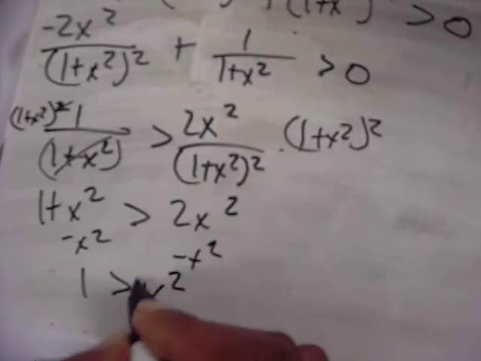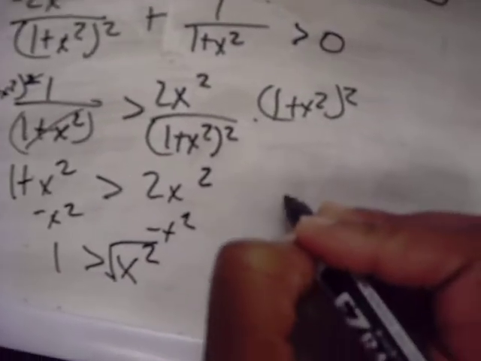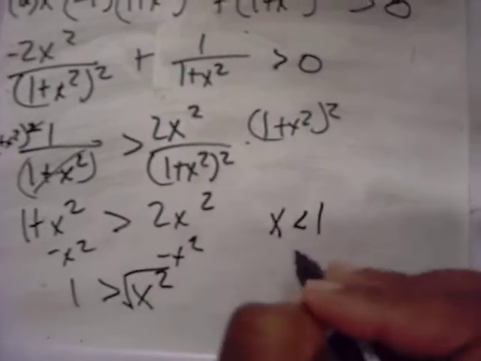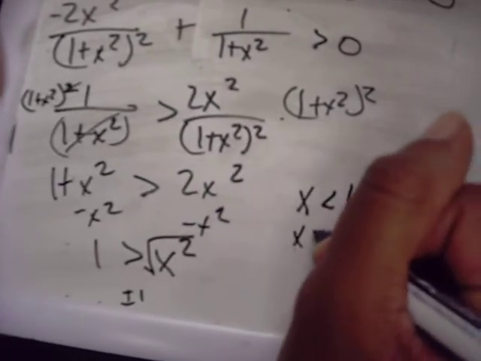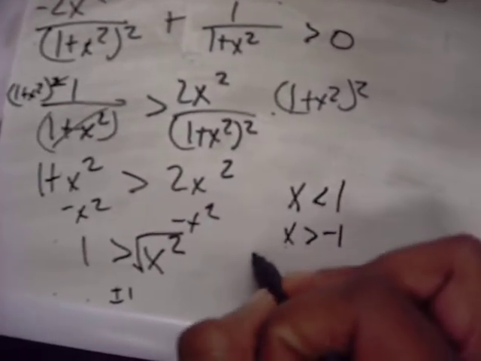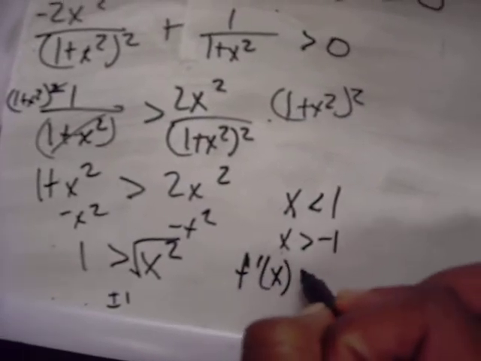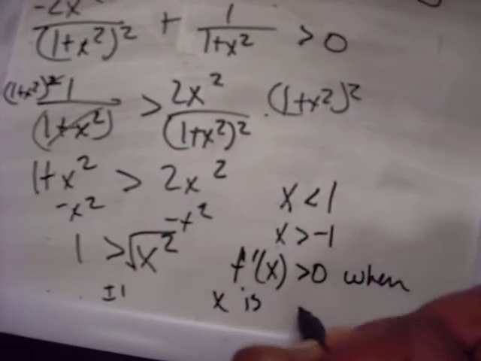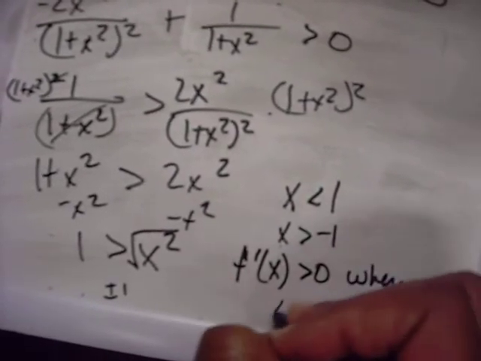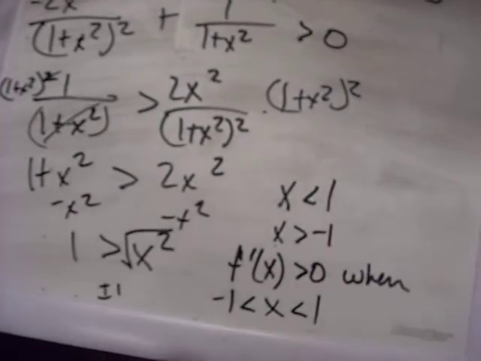And if you take the square root, your positive square root is going to leave you with x is less than 1. And your negative square root, because when you take the square root of this, the answer is going to be plus or minus 1. So if it's minus 1, you have to flip the symbol, and it'll be greater than negative 1. And so f prime of x is greater than 0 when x is less than 1 and greater than negative 1. And that's part B.